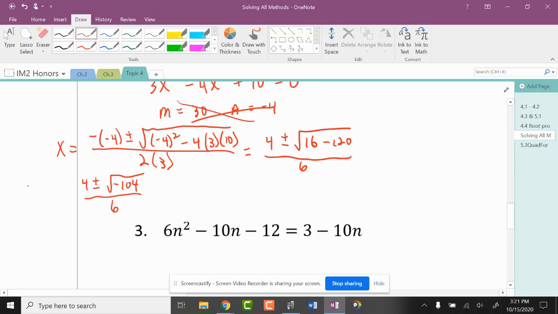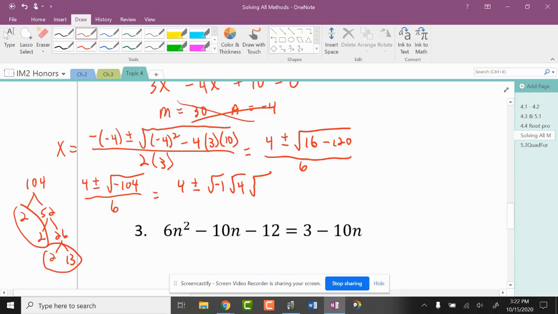over 6. In my class, remember, we take 104 off to the side and start breaking it down. Whoa, 52, and then break down 52 again. 2 times 26, I think. Another 2 times 13. Okay, well, I only have one perfect square, so this is how I'm going to rewrite this. 4 plus or minus. Oh, by the way, square root of a negative. Square root of 4. And then square root of what's left over? 26.